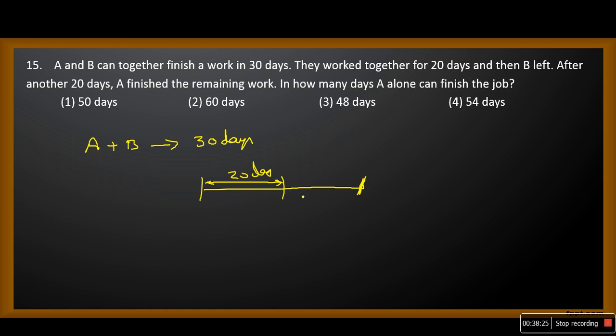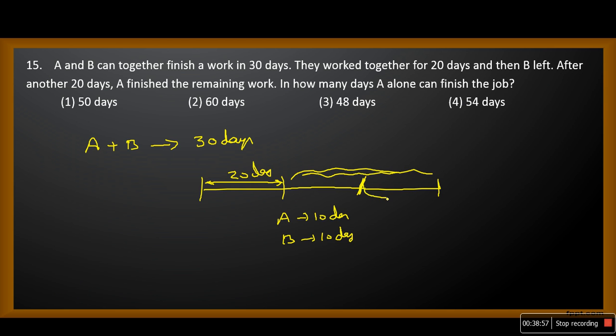B left. It means if A and B work together, the remaining work can be completed in 10 days. It means A has to work 10 days and B also has to work 10 days. As B has left, it took another 20 days to complete the work. Actually, the work can be completed in 10 days if A and B work together, but A is taking another 10 days extra as B left after 20 days.